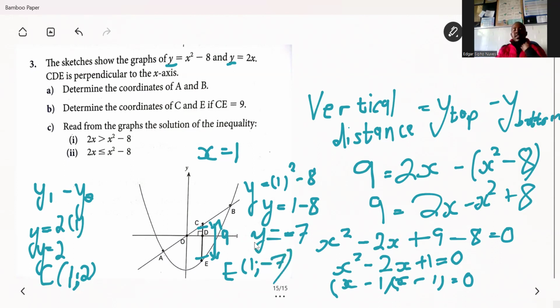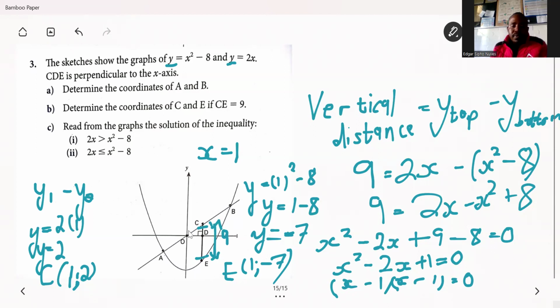So when you have a vertical distance, we can work out the vertical distance in function form. To work out the vertical distance, you take the top function minus the bottom function. They gave us a vertical distance as 9. So our top function is a straight line, which is 2x, minus the bottom function, which is the parabola. What do I mean by top function? Look at this region. At the top of line CE is point C. C is on the straight line. E, on the other hand, is on the parabola. So the top function is a straight line minus the bottom function, which is a parabola.